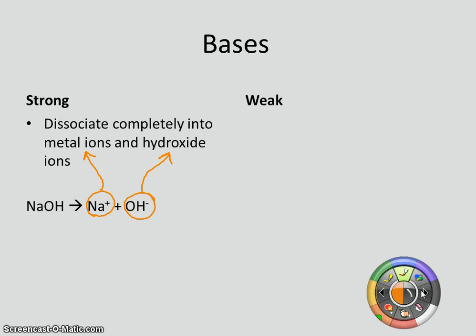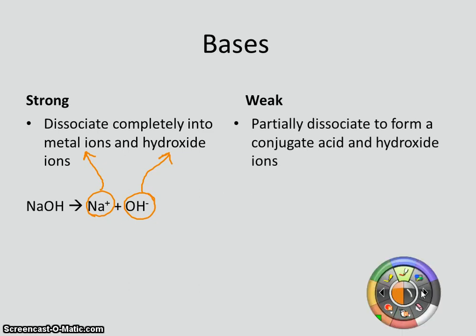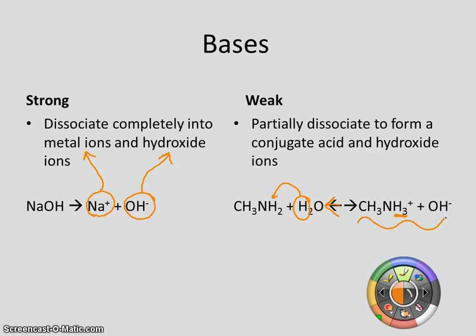Weak bases, just like your weak acids, are going to partially dissociate. You get a conjugate acid and hydroxide. So in this case, we have methylamine plus water. You're going to have hydrogen come off of the water, attach itself to the amine portion here to give you hydroxide and your conjugate acid. Again, since it's a reverse, there's not going to be as many ions present in the solution, so it's not going to conduct electricity as well.